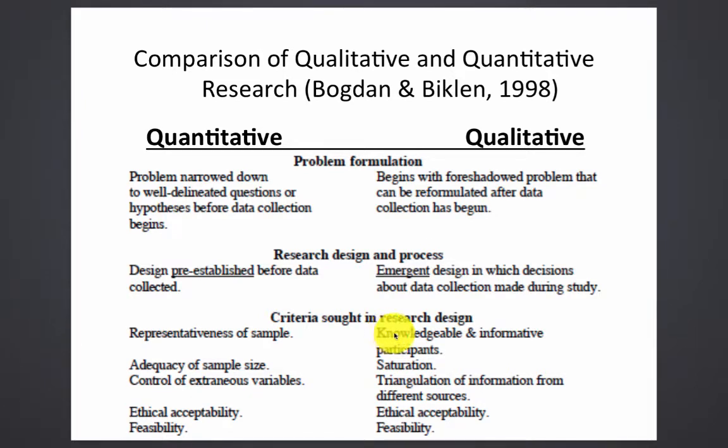Whereas in qualitative research design, we want to have access and to involve participants who are knowledgeable and informative about our phenomena. So it's not so much about representativeness anymore. It's about very specific participants. We're trying to get saturation, so enough of those people involved. We want to be able to triangulate information from different sources, so not only from the participant's point of view, but potentially from others as well as yourself as a researcher. We do require ethical acceptability, and again, it's important to have feasibility, so there's some similarities there.